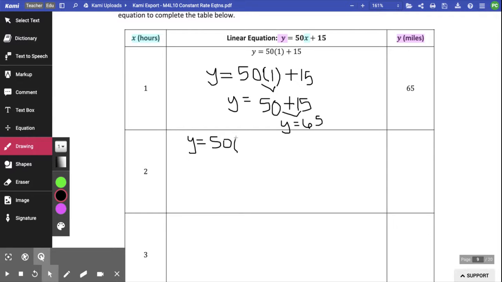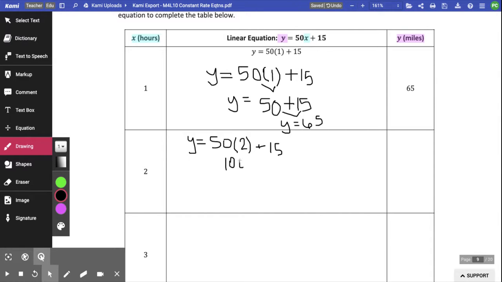But instead of x, we're going to substitute x with the amount of hours. In this case, this table is asking us to use 2 hours, and hours is x, plus 15. Okay? So now I'm going to do my simplifying. According to order of operations, I do multiplication first before addition. So 50 times 2 is 100.